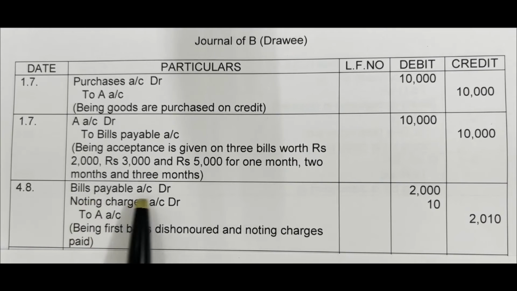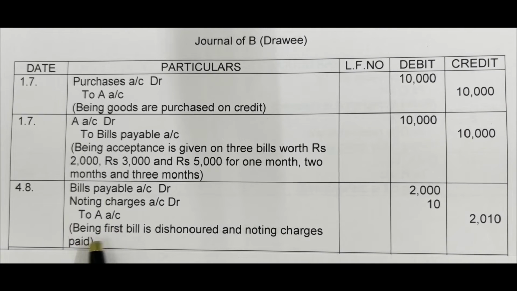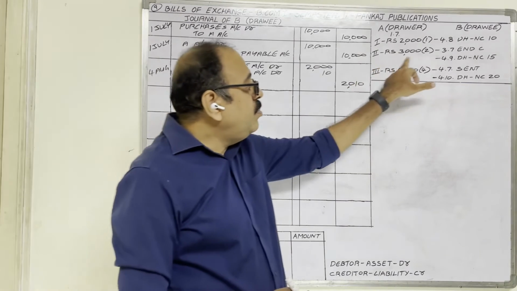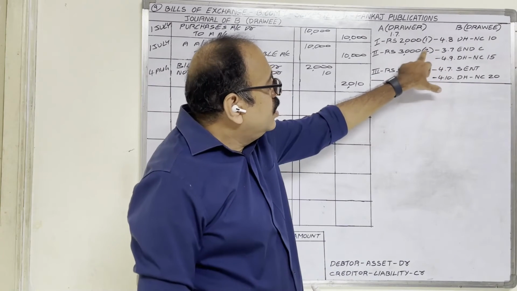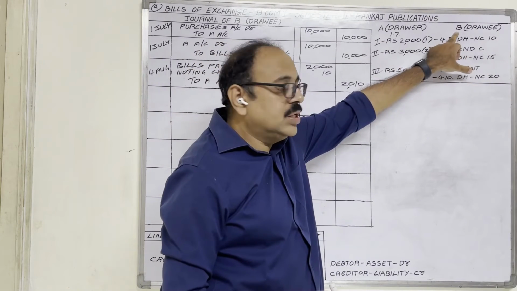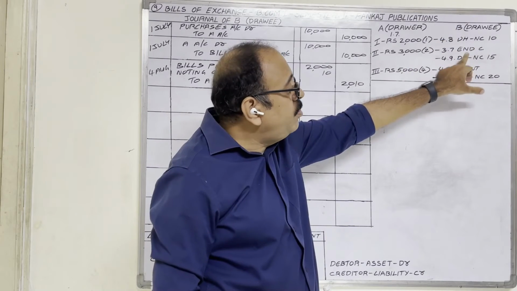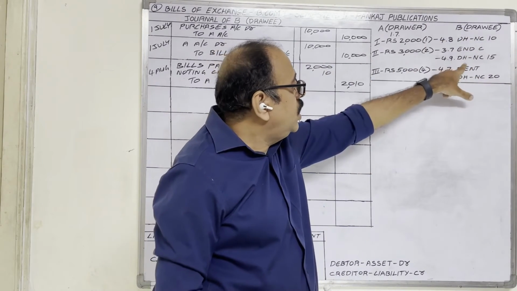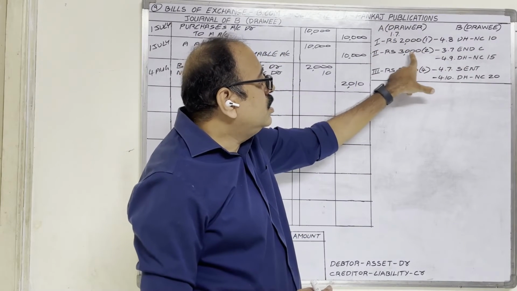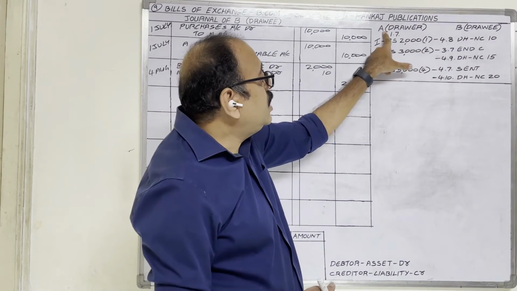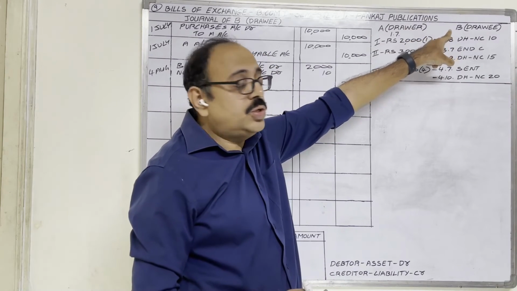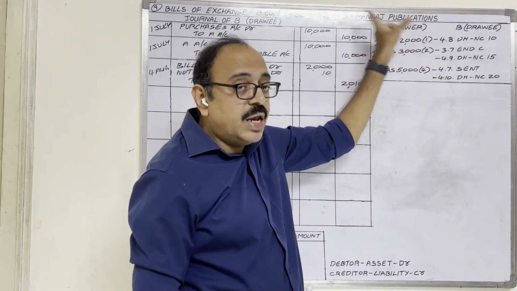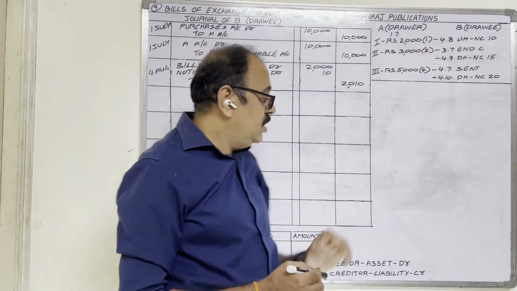4th August, bills payable account debit 2,000, noting charges account debit 10 rupees, to A account 2,010 rupees. Being first bill is dishonored and noting charges paid. Next entry is for second bill dishonored. On that day, second bill is endorsed to C, no? C came to us and we dishonored the bill. C paid noting charges 15 rupees. So C goes to A and demands 3,015 rupees. A demands that money from us only, no? So to us, A is becoming a creditor for 3,015 rupees.